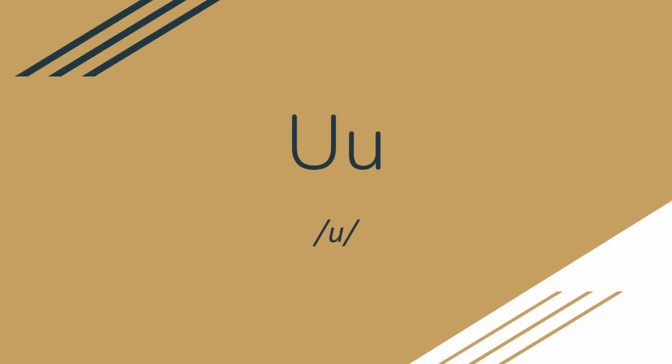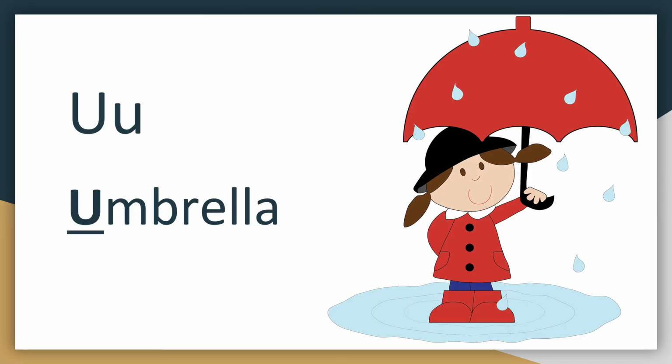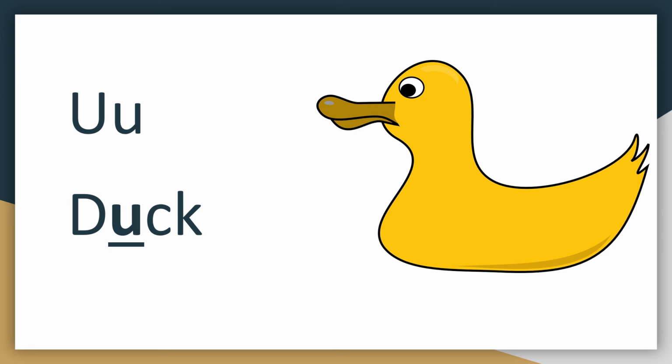U is the name of the letter. Do you know the sound? The sound is U. Join with me. Let's take some examples. Umbrella. The first letter sounds U. Duck. The middle letter sounds U.